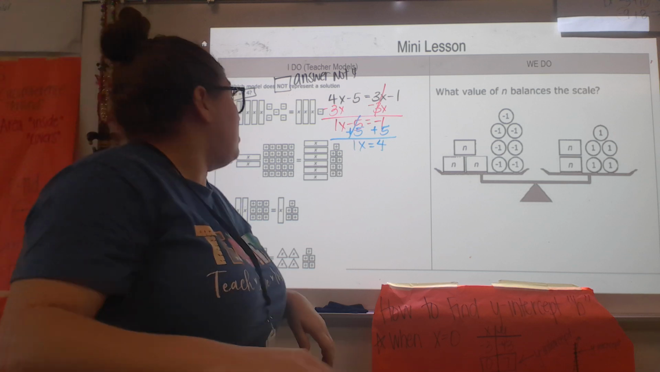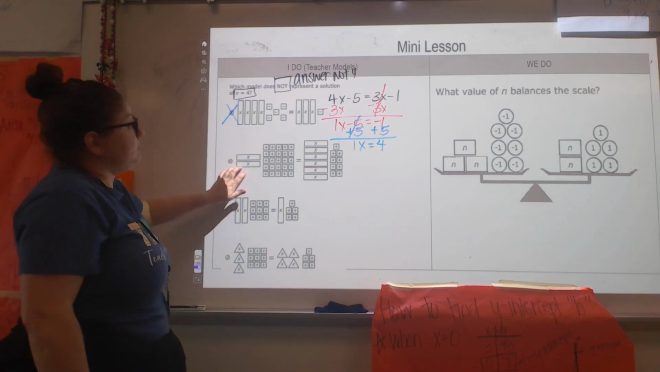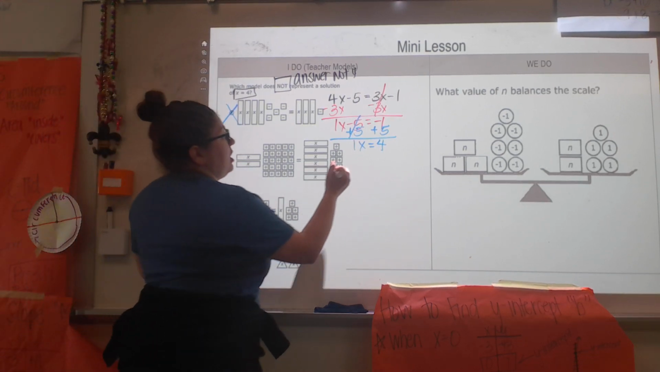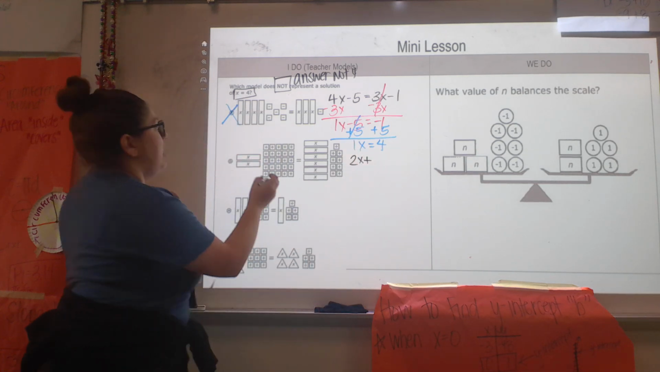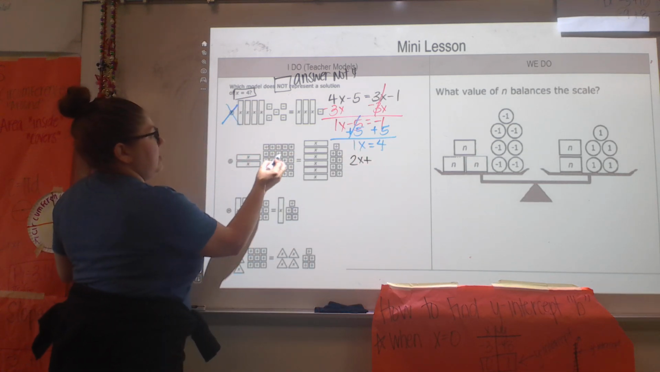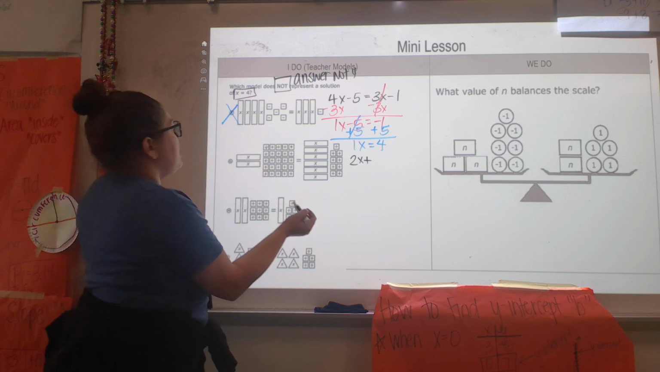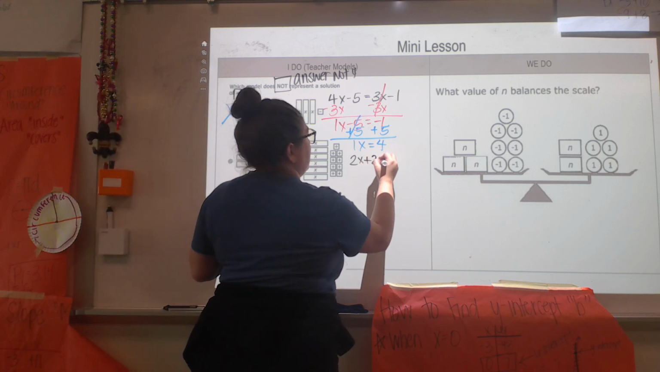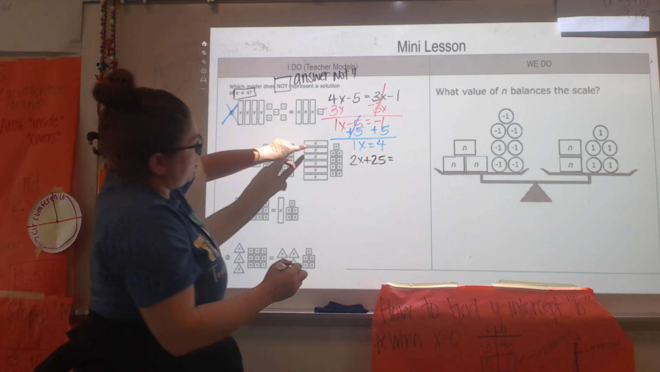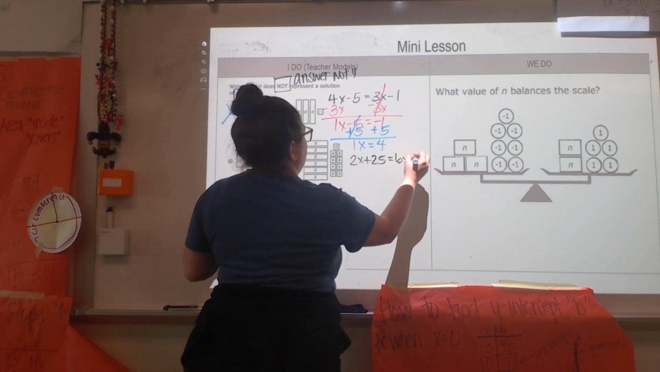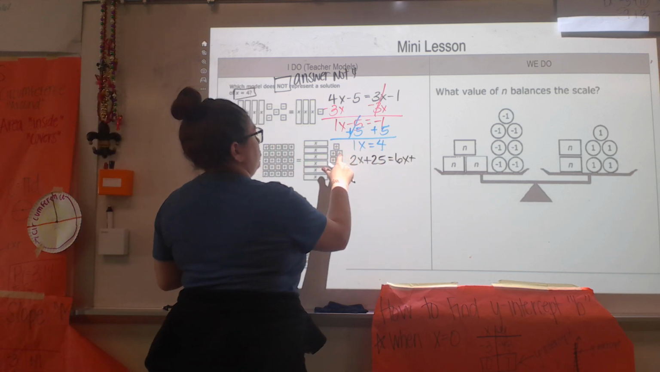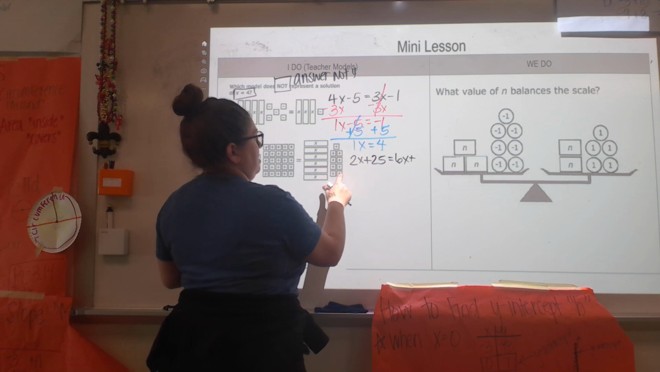Okay, so now I'm going to go on to the next one. I have 2 x's plus, I'm going to add all these up. 1, 2, 3, 4, 5. 1, 2, 3, 4, 5. So plus 25 equals, I have 1, 2, 3, 4, 5, 6 x's plus 1, 2, 3, 4, 5, 6, 7, 8, 9.